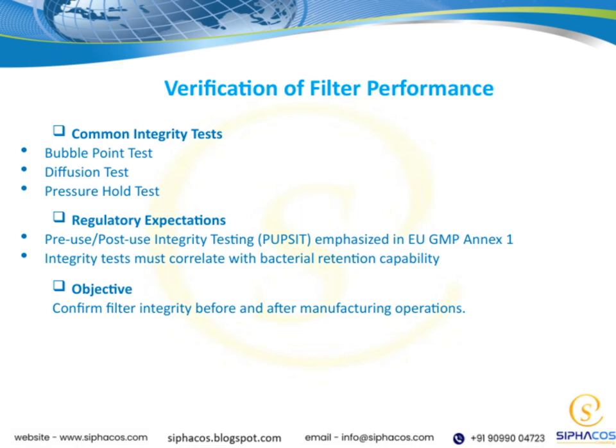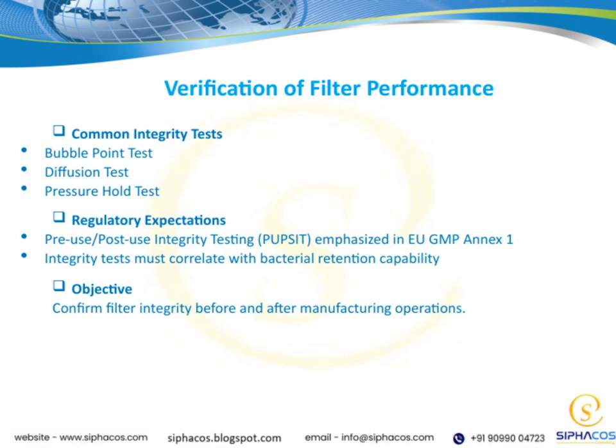The bubble point test, for example, checks the pore size and integrity by seeing at what pressure air bubbles start to pass through the filter. The diffusion test measures how well the filter restricts the passage of gases or liquids, providing insight into its integrity. And the pressure hold test involves applying pressure to ensure the filter can withstand operational conditions without leaks.